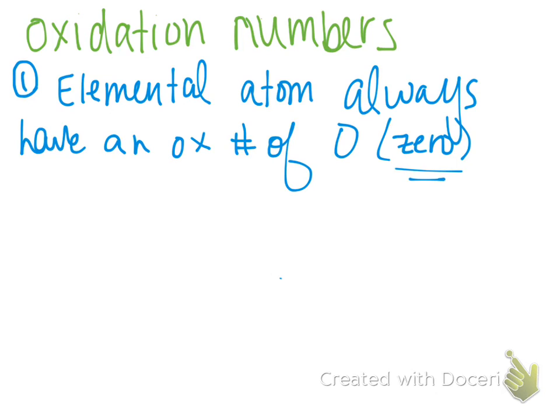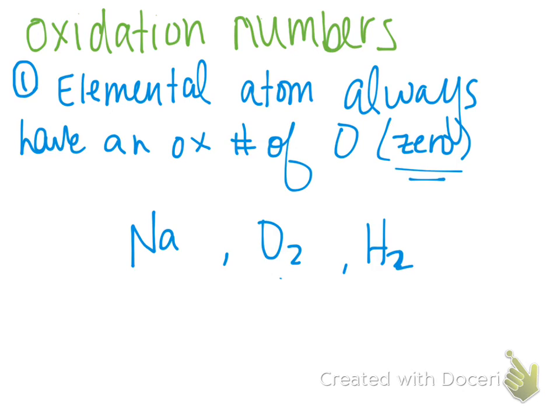Okay, and I'll explain why. Elemental atoms means that if we're just looking at an atom that's by itself, so if we look at sodium, or oxygen gas, or hydrogen gas, or whatever it is, an element that's just bonded to itself has an oxidation number of 0.